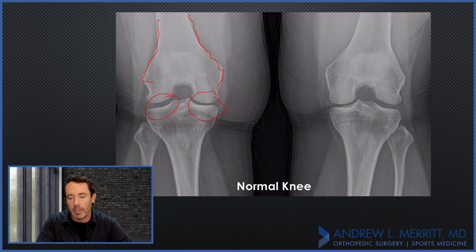Here we can see a normal knee, good joint spaces between this space. All through here is the cartilage. That's what keeps the bones apart. And a lot of people have heard that term bone-on-bone arthritis. It's just a visual description of what we see on an X-ray. So this is a normal knee X-ray.